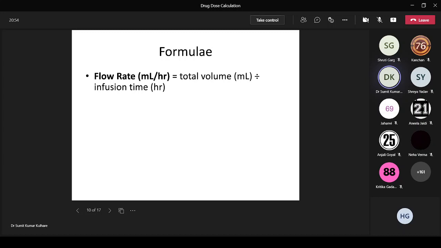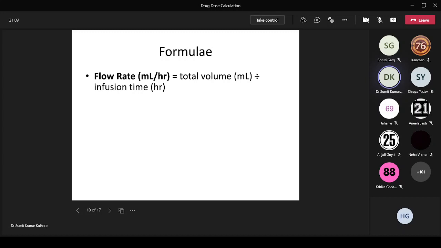Yeah, you cannot give it with a very rapid speed, that could be harmful, and you cannot give it with very slow speed either. So how to calculate the flow rate? Again, the formula is very simple.